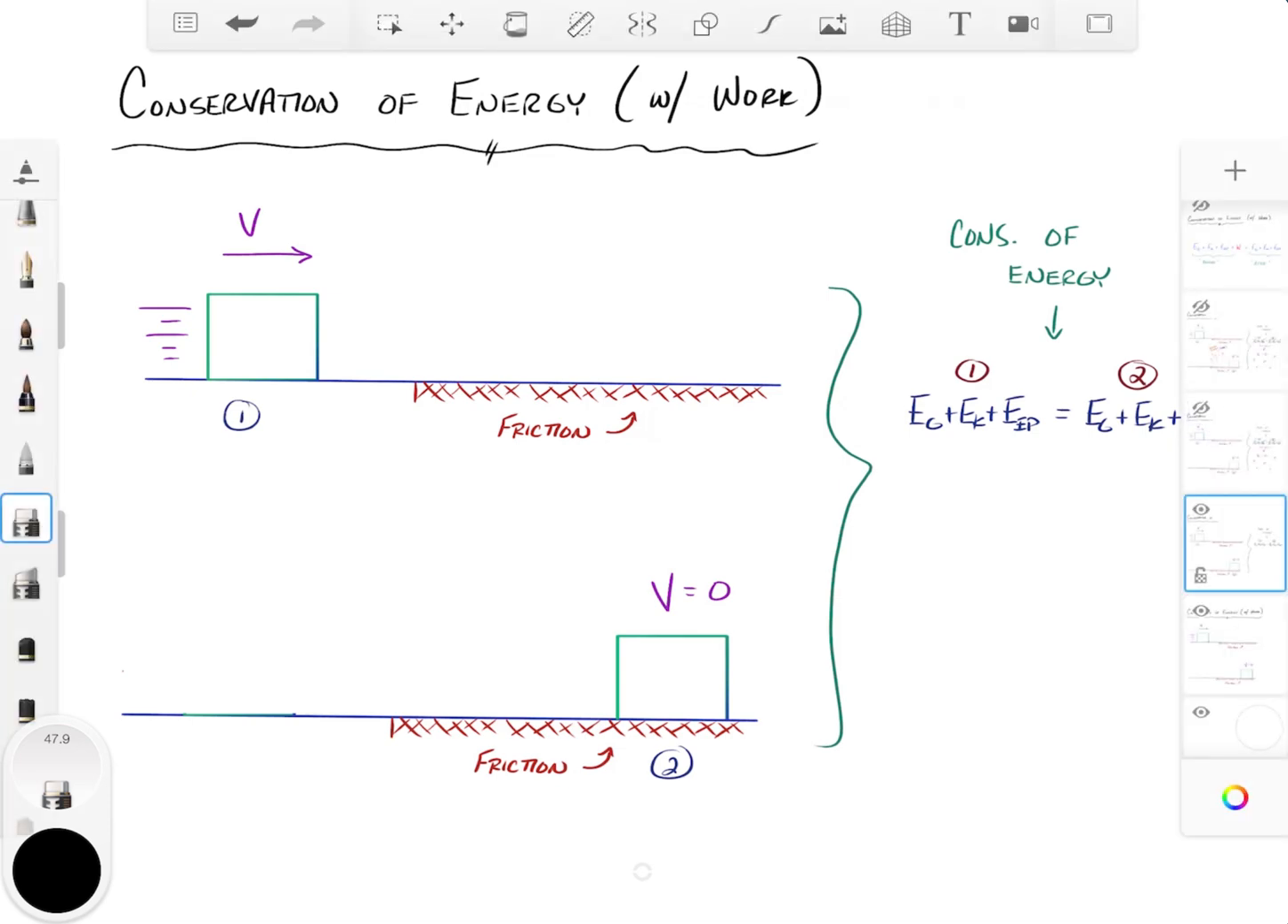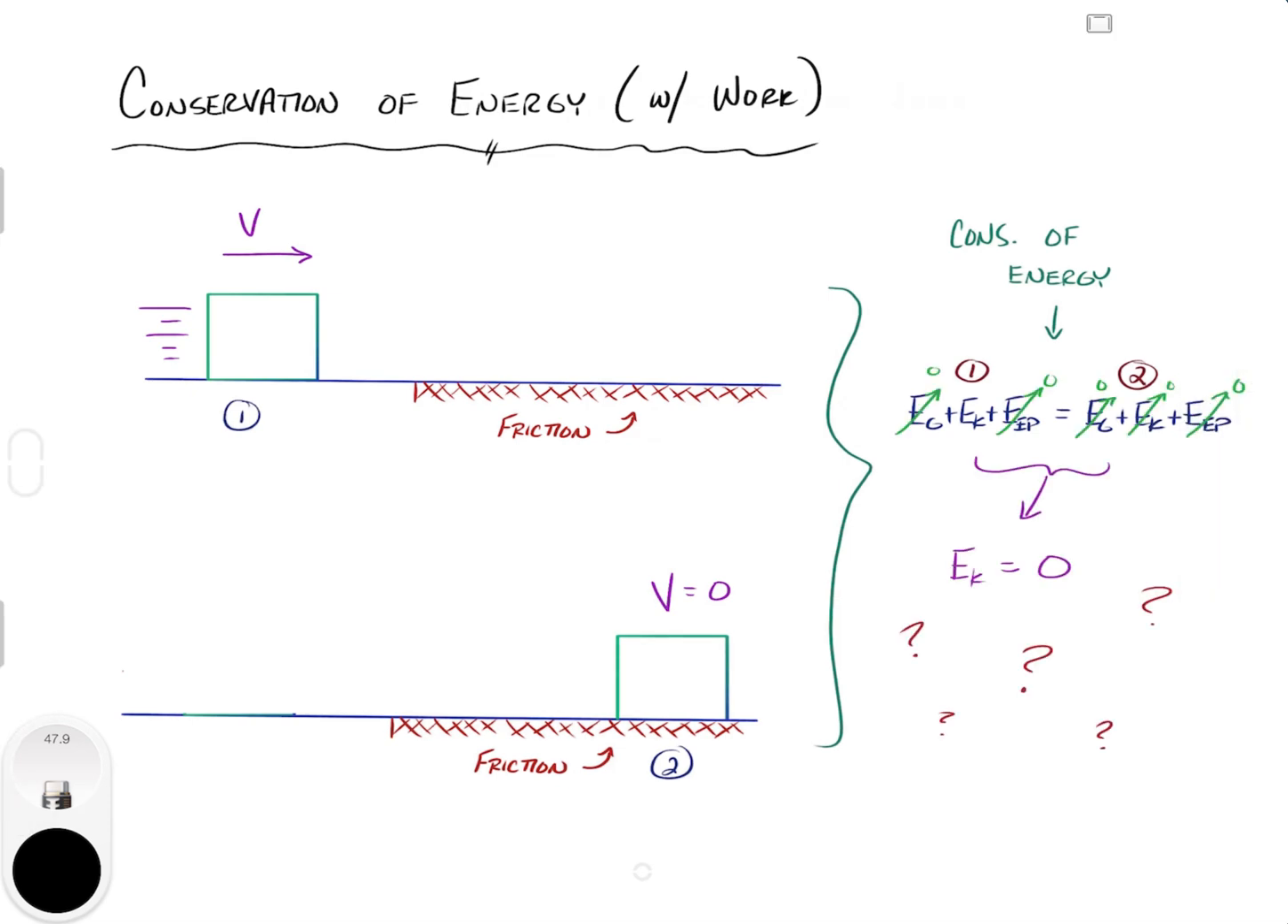So far, so good. We can go ahead and cancel out whatever energy forms we know we don't have. So initially, I have no gravitational potential because there's no height. I have no elastic potential. There's no spring. Afterwards, I still have no gravitational potential and no elastic potential for the same reasoning, but now I have zero velocity, so I also have no kinetic energy. So we wind up with a situation where the kinetic energy that I started with is just gone. It's just zero, which seems to violate the conservation of energy. We can't have kinetic energy just cease to exist.